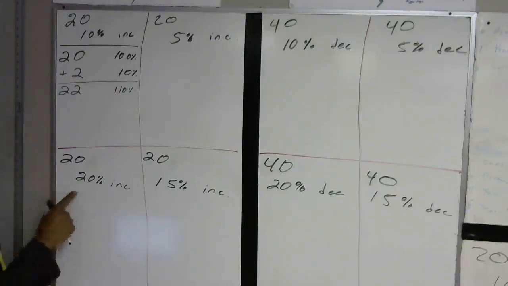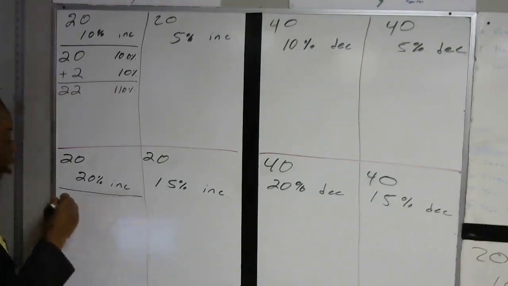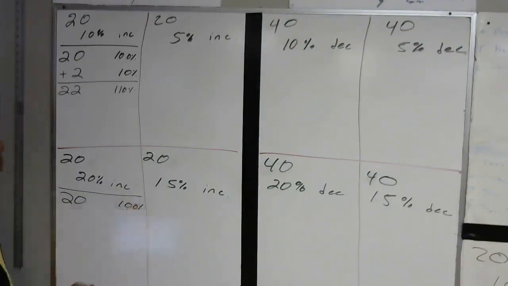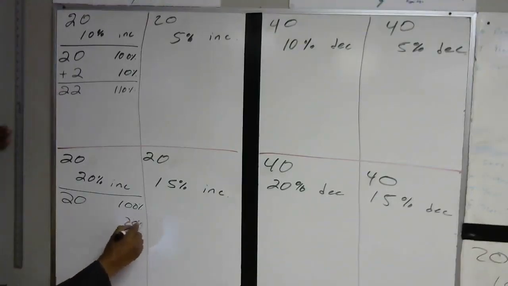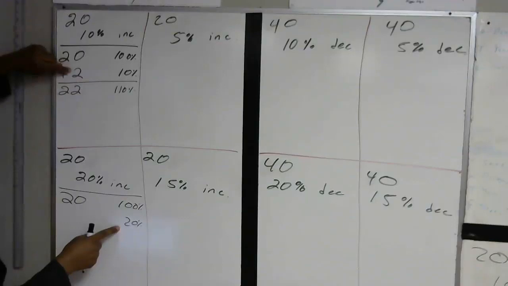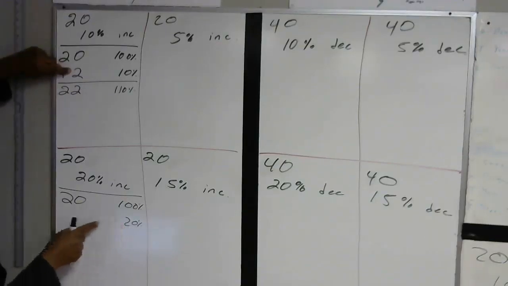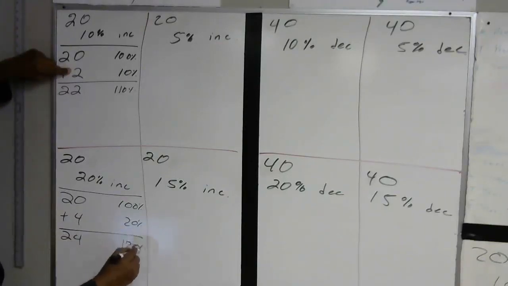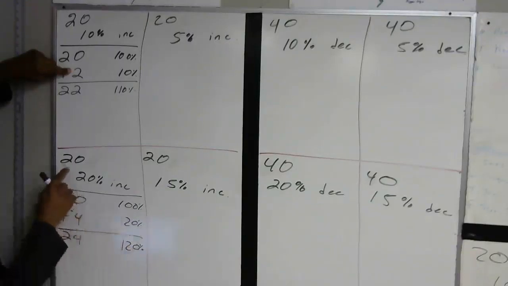Now let's take a look at 20%. 20 is the original, so we'll call it 100%. And we want to find 20%. Well, if 10% is 2, then 20% will be twice that, which is 4. So we'll add that, and we'll get 24, which represents 120% of the original 20.